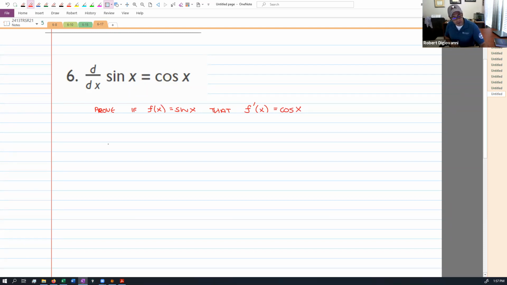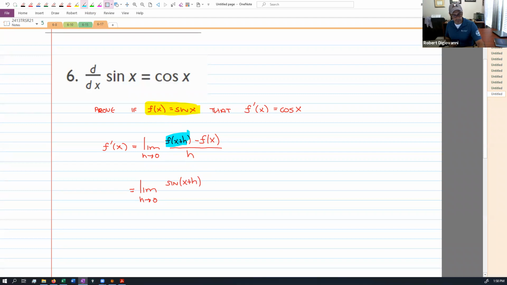So the only thing you can use whenever you do a proof is the limit. This means that I have to show that the limit as h goes to 0 of f of x plus h minus f of x over h is going to turn out to be cosine x. Now the function we're using is sine x, and we are plugging x plus h into that function to get this top corner. So that means it's limit h goes to 0 of sine of x plus h plugged in.